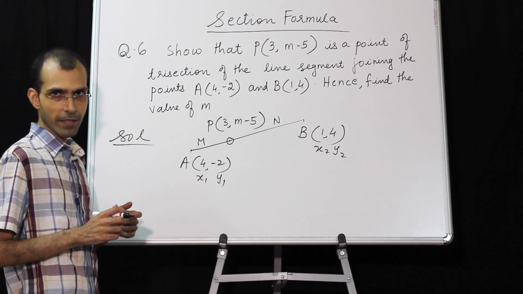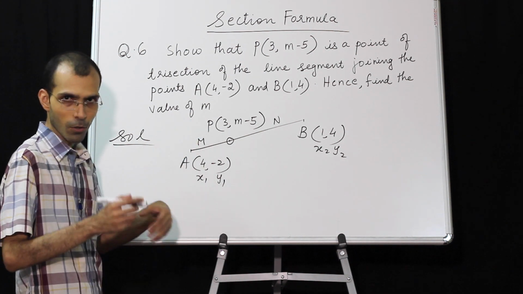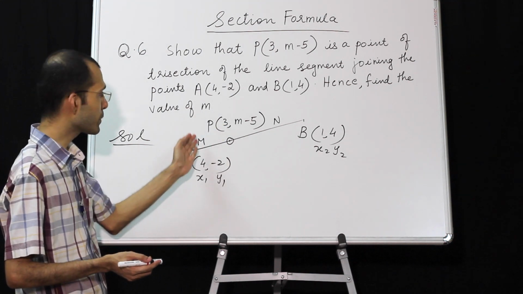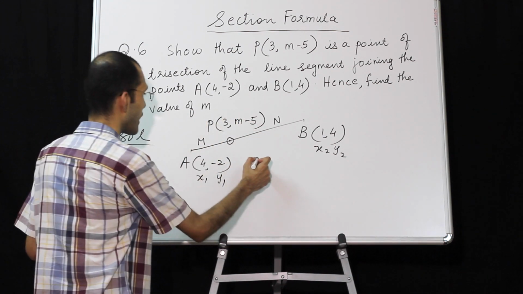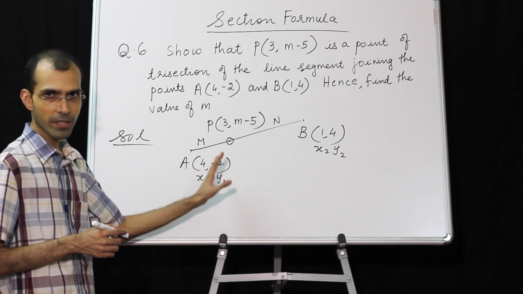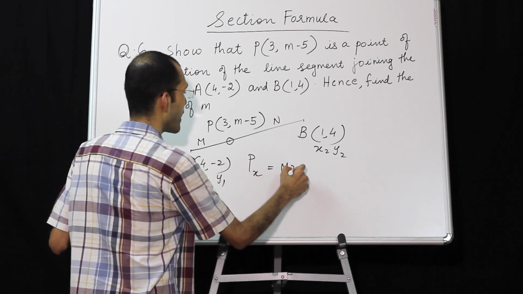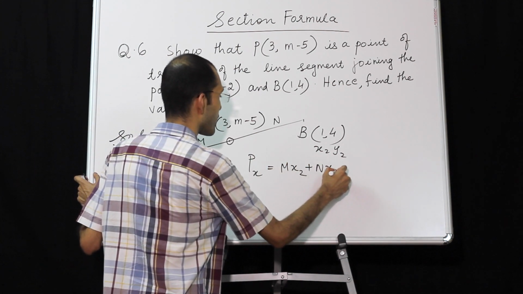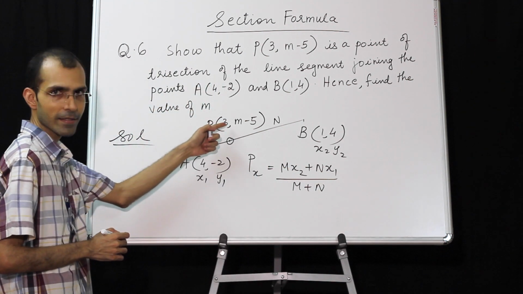Since we want to find the ratio, judge and tell me, should we start with Px or Py? Px here, because Px is known. If you start with Py, it is unknown and the ratio is also unknown, too many unknowns. But what are the initial settings? M should be on the side of x1, y1, which it is. So Px will be Mx2, remember to write capital M, plus Nx1, upon M plus N.